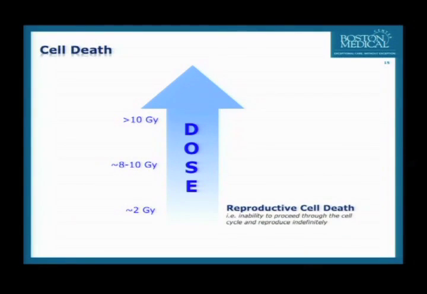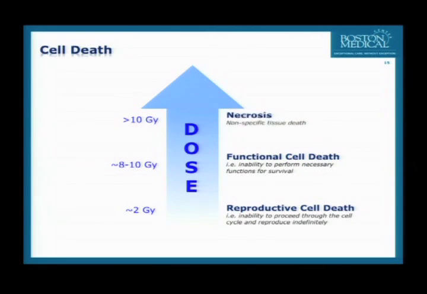So typically we give about 2 gray a day. Okay, and 2 gray a day roughly causes reproductive cell death. So that's apoptosis. Cells can't go through the cell cycle any longer. Higher doses, 8 to 10 gray, cause functional cell death. This is when you start to see breakdowns in the machinery of the cell, in the proteins of the cell, in the membranes of the cell, and then that can cause functional cell death within the tissue. So you start to cause breakdown of microvasculature, and tumors start to become hypoxic and die.